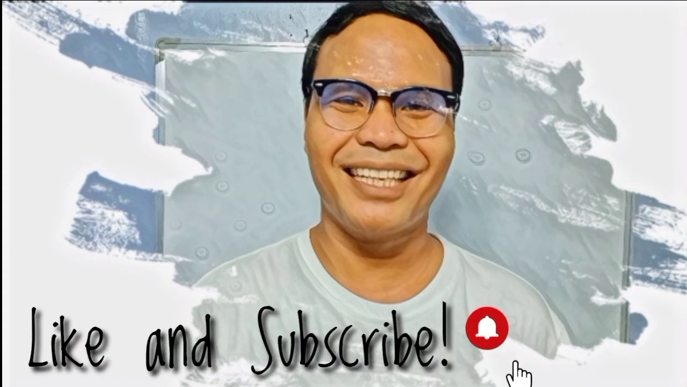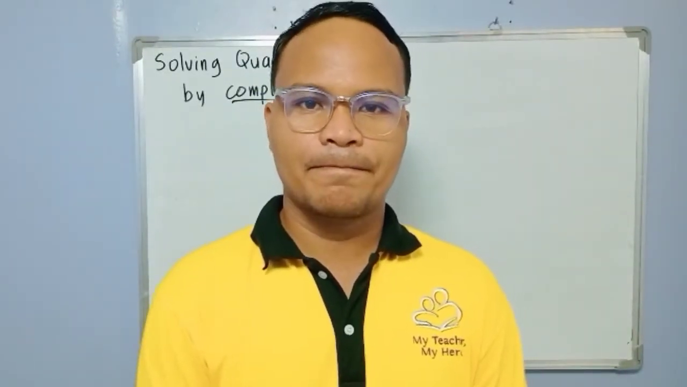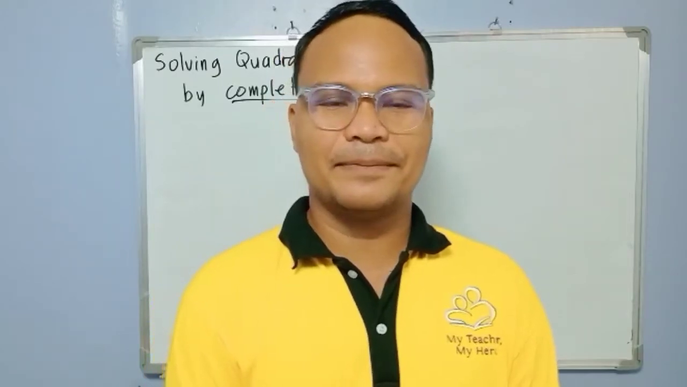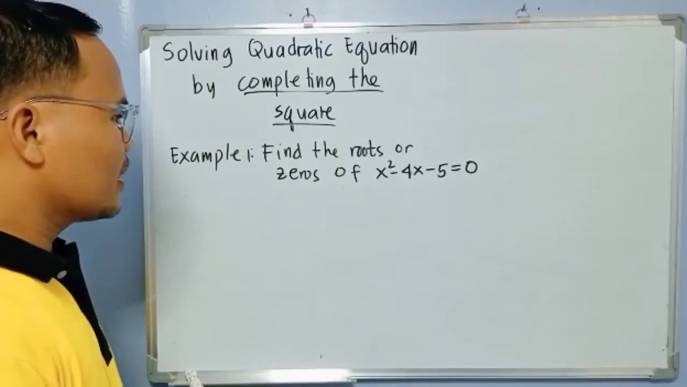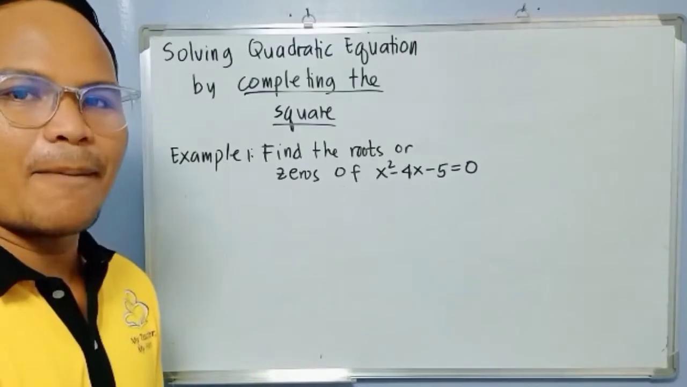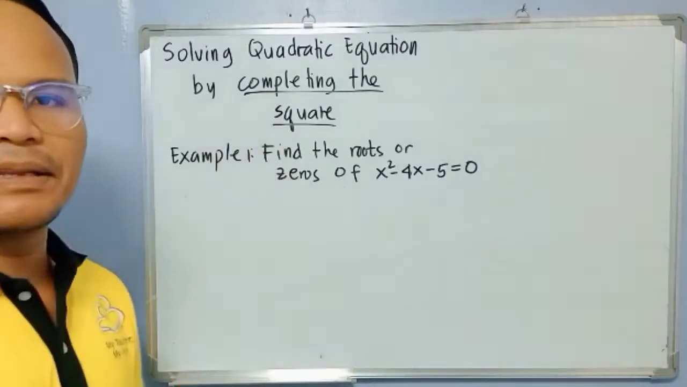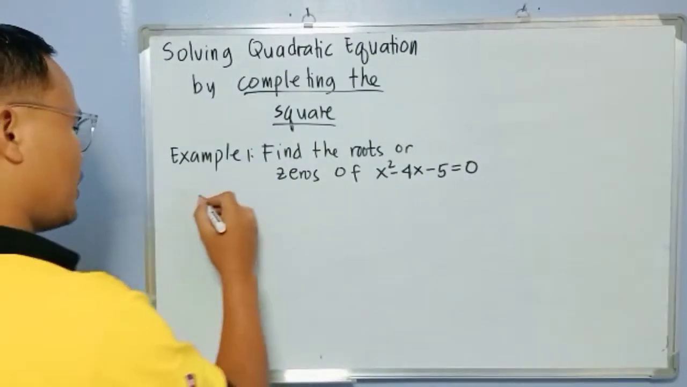Got no makeup. Today I'm going to discuss solving a quadratic equation by completing the square. Let us have an example. Example number 1. Find the roots or zeros of x squared minus 4x minus 5 equals 0 by completing the square. Solution.